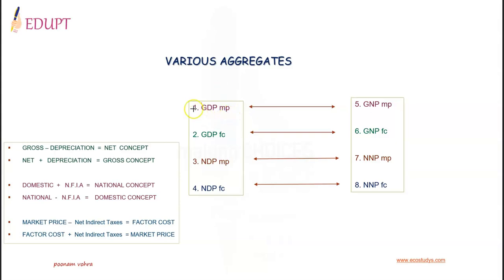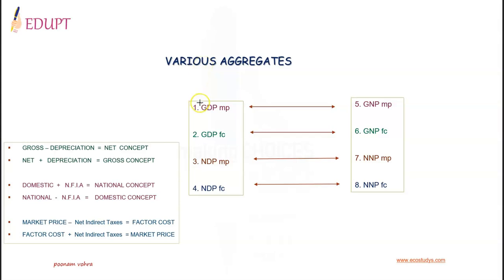These aggregates are GDP at market price, GDP at factor cost, NDP at market price and NDP at factor cost. That is domestic products in gross terms and in net terms as well as at market price and at factor cost. Similarly, national product in gross terms and in net terms at market price as well as at factor cost. GNP at market price, GNP at factor cost, NNP at market price, NNP at factor cost. Now let's pick up any two to understand how they can be linked.